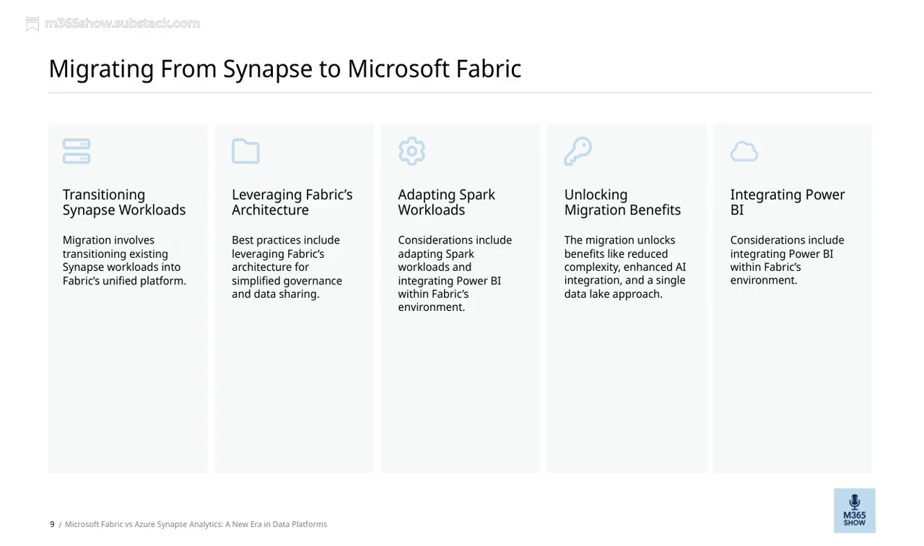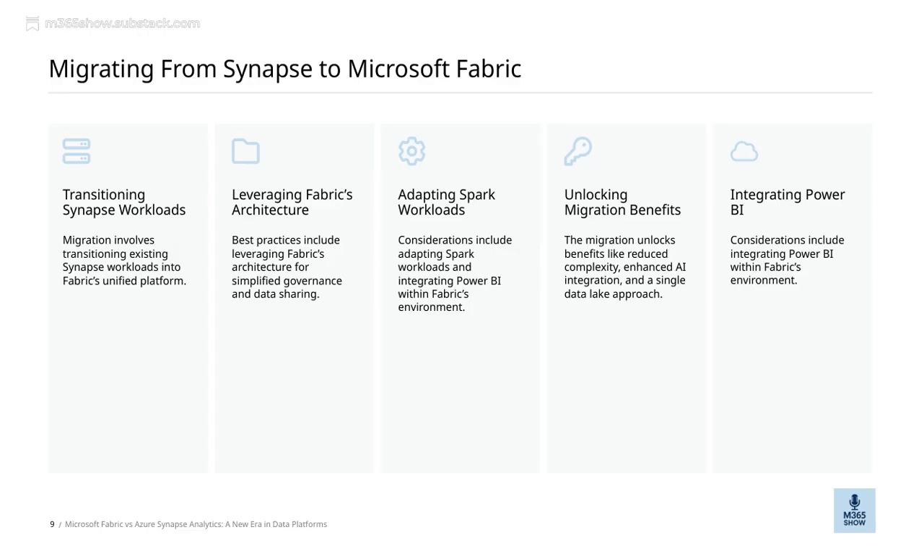Another consideration is adapting our Spark workloads to fit within Fabric's architecture. We need to ensure these workloads are optimized for the new environment to maintain performance and efficiency. Leveraging Fabric's architecture offers best practices for governance and data sharing. Its design makes it easier to manage permissions, enforce policies, and share data securely across teams.